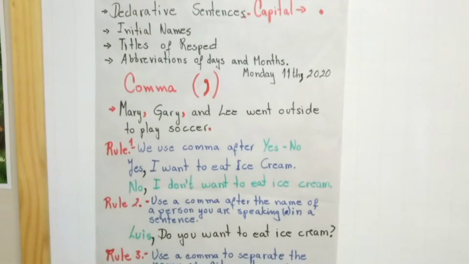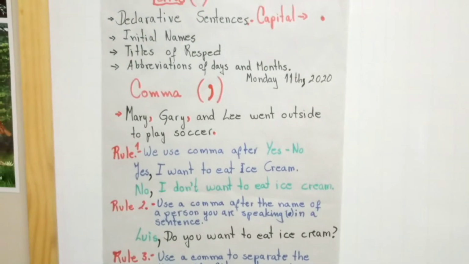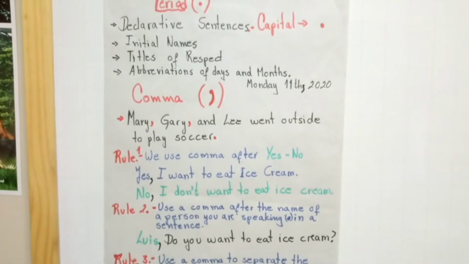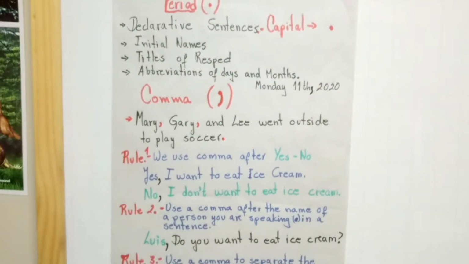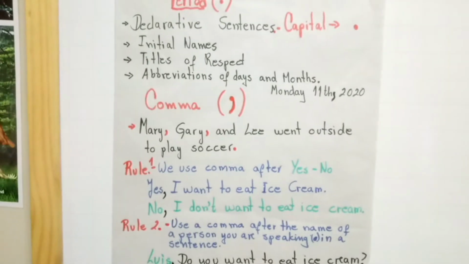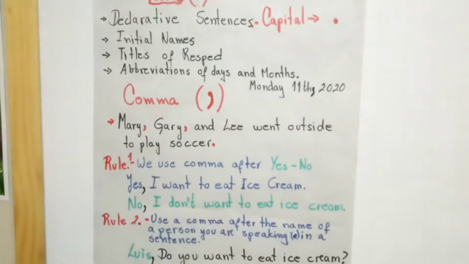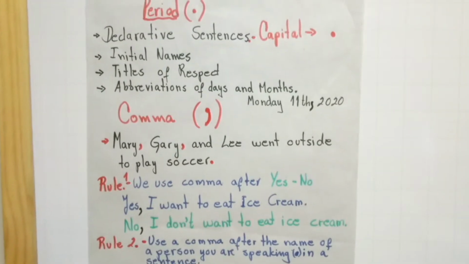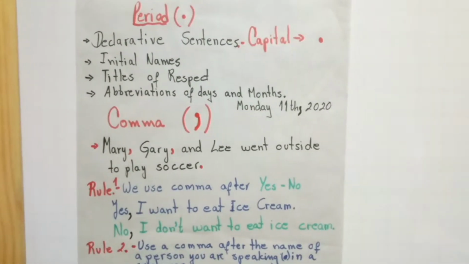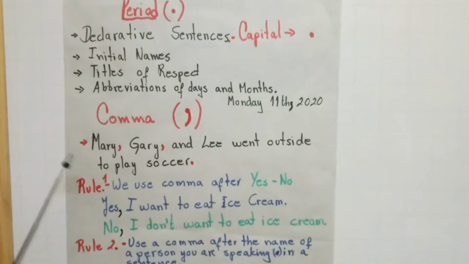Then we have to use periods after abbreviations of days and months. For example, Friday, if we have to write it abbreviated, it will be F-R-I, period, right? Friday. Okay, then we already learned about comma.